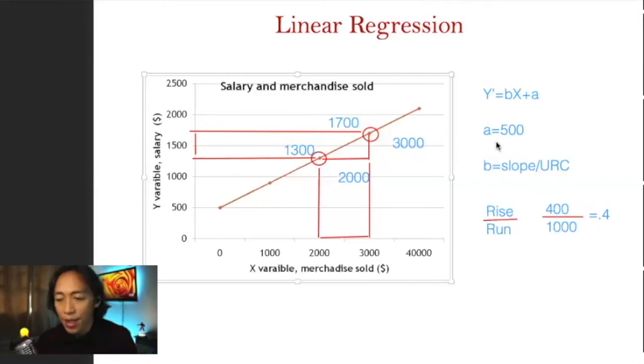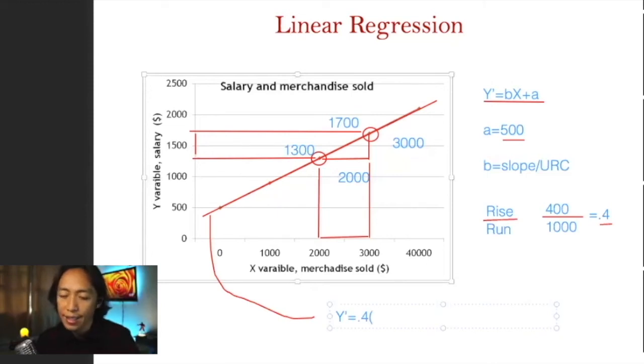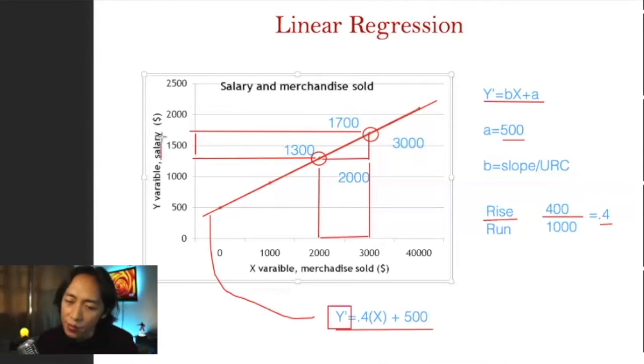So plugging in our y-intercept and plugging in our slope, we now have a complete equation of this particular line. What is the equation of this line? The predicted value of y is equal to 0.4x plus 500. Given that our relationship is perfect, we can now perfectly predict y, salary, for as long as you plug in any value of x. And what is our x? X is our merchandise sold.